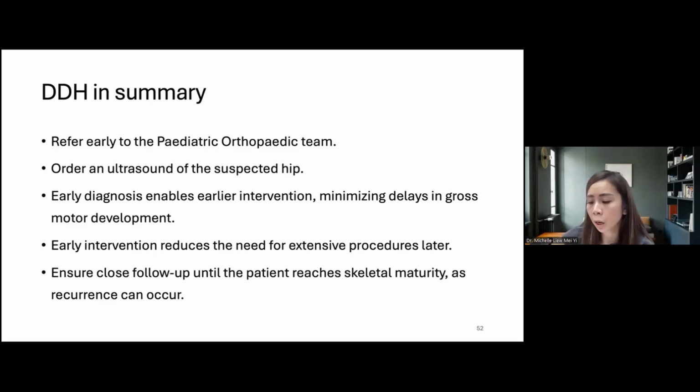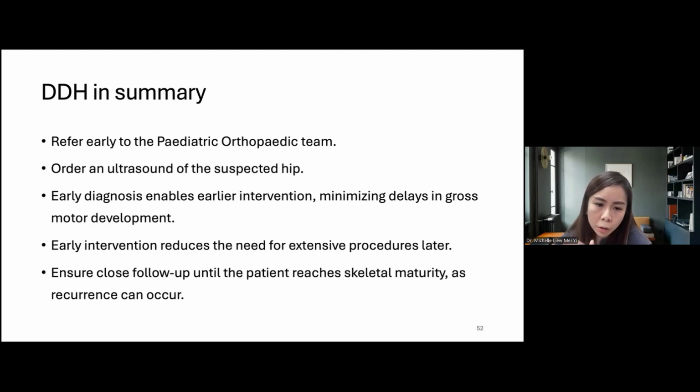So in summary, for DDH this morning, refer early to the pediatric orthopedic team if a patient is suspected to have DDH. You could order an ultrasound of the suspected hip. Early diagnosis enables earlier intervention, minimizing delays in their gross motor development. Early intervention also reduces the need for more extensive procedures later on.